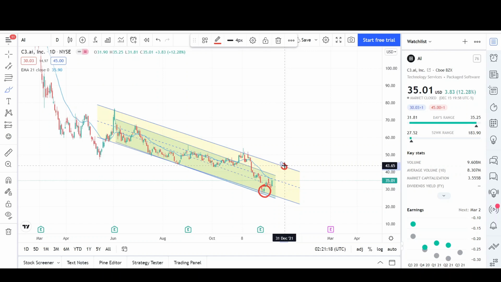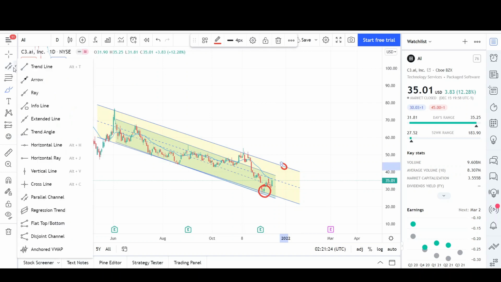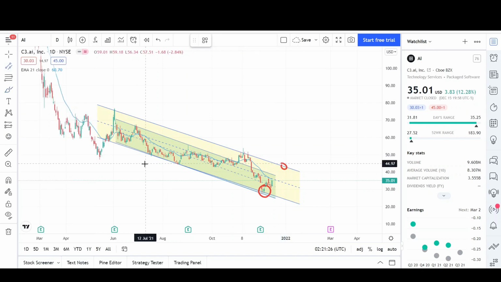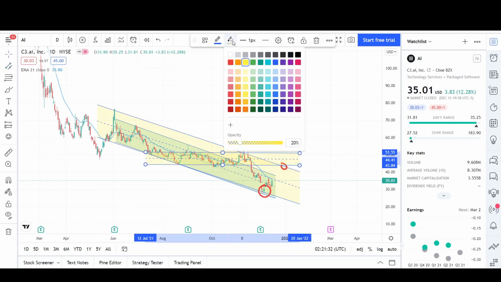So it looks like my target for this company is at the 43.65 level, and especially since there was a previous range there. And normally when prices break outside the range, usually if prices start coming back to it, then we're gonna retest that breakout level.